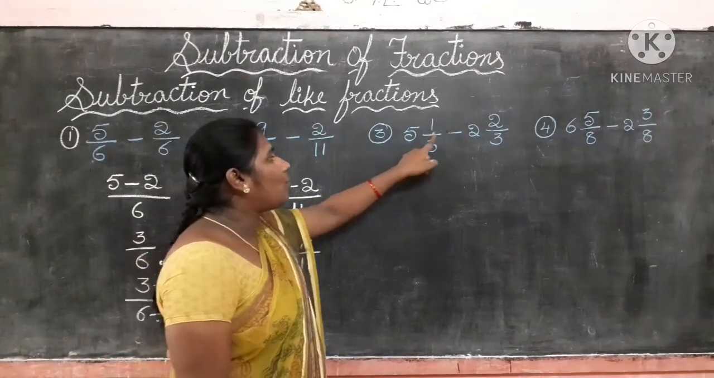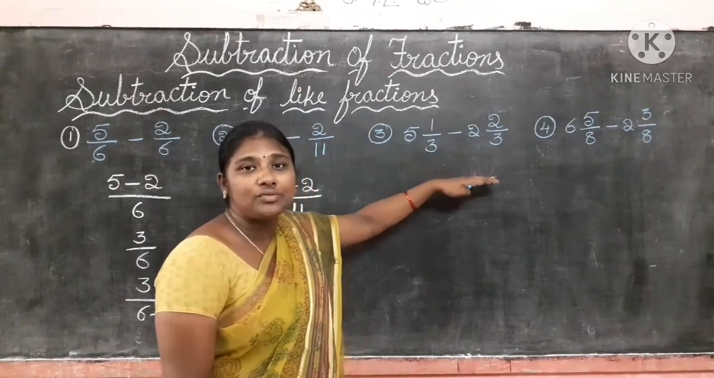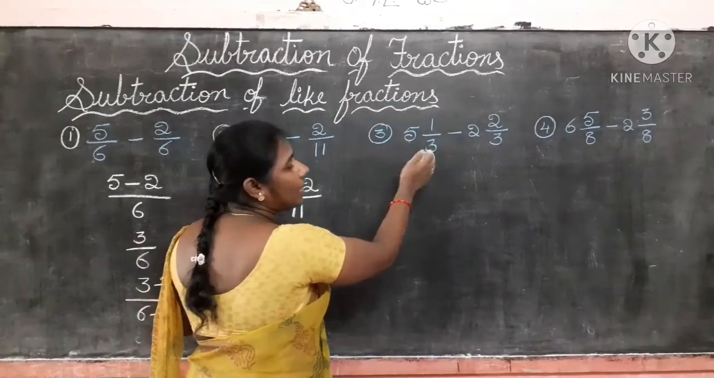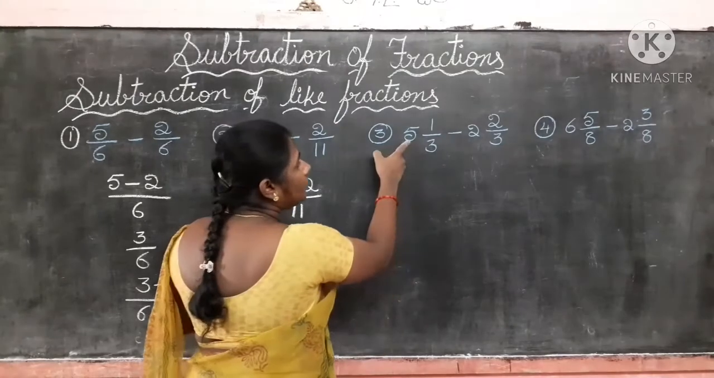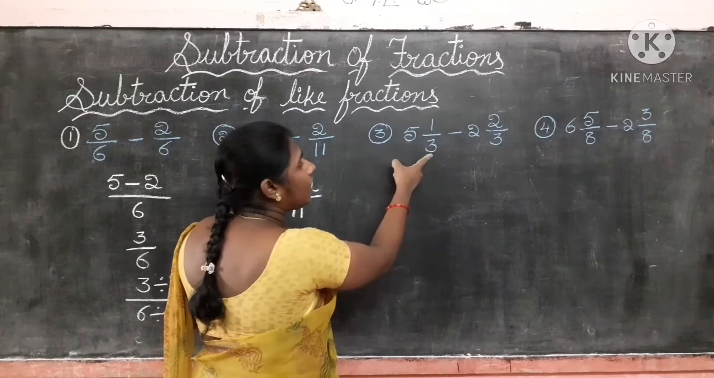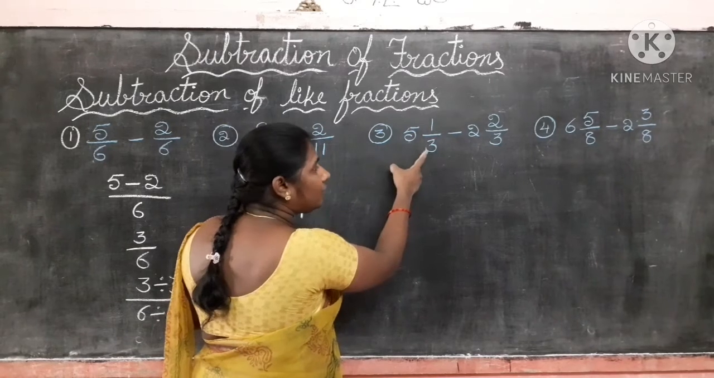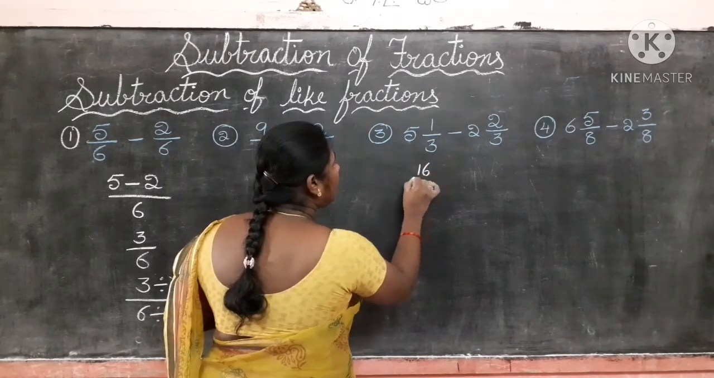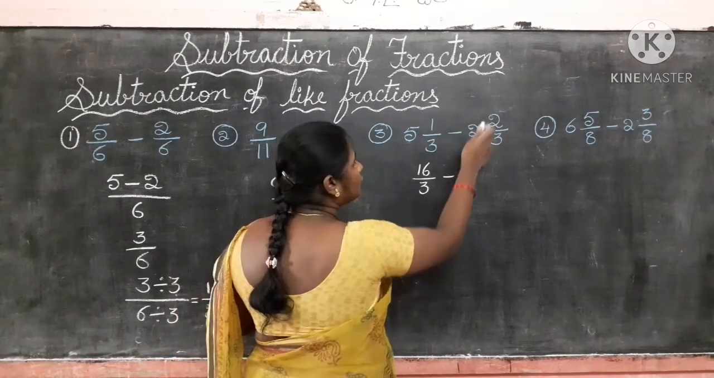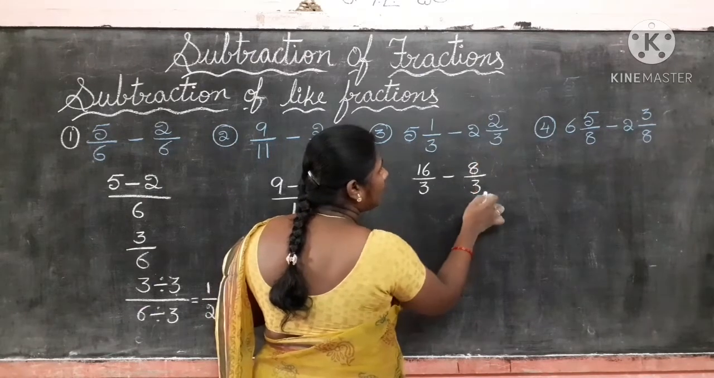Next one, 5 1 by 3 minus 2 2 by 3. These are mixed fractions. These mixed fractions we have to convert into improper fractions. While converting into an improper fraction, first we have to multiply the whole number and the denominator. 5 into 3, 5 threes are 15. Add the numerator, 15 plus 1, 16 by 3. Minus, 2 threes are 6 plus 2, 8 by 3.